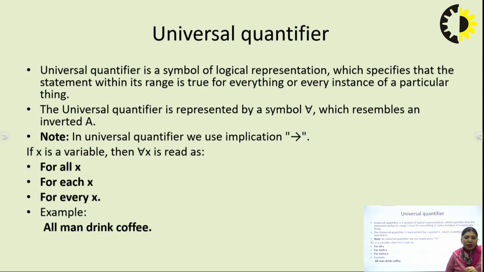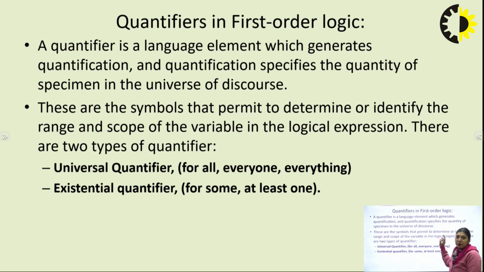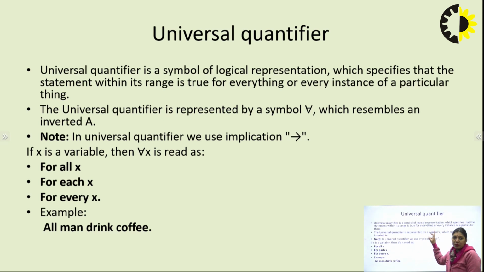So universal quantifier, in more detail, is a symbol of logical representation which specifies that the statements within its range are true for everything or every instance of a particular thing. It is represented by a symbol. We are not simply writing the universal quantifier as a whole sentence. We are simply representing it with the symbol ∀. This is the symbol for that, ∀, which resembles an inverted A.